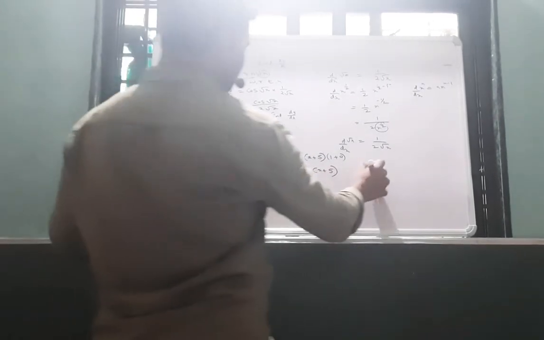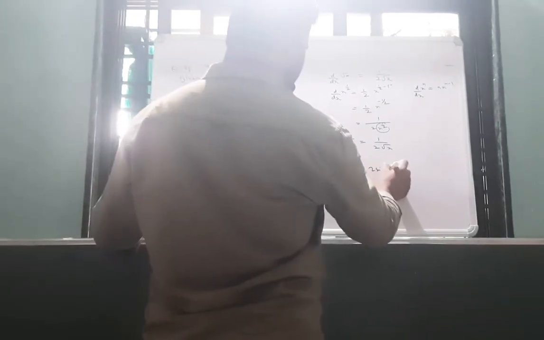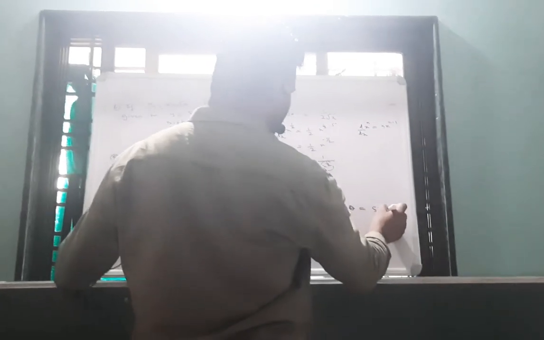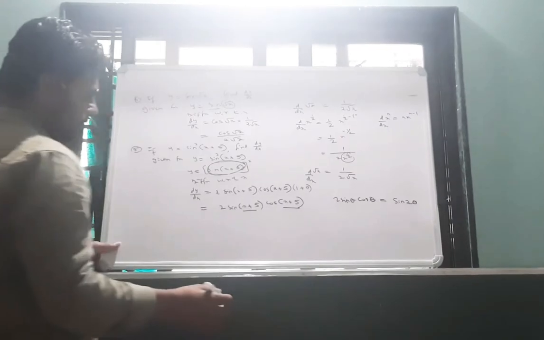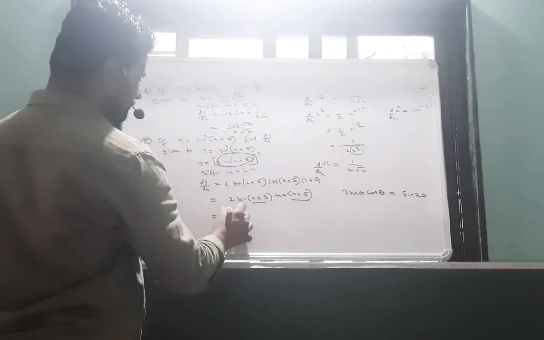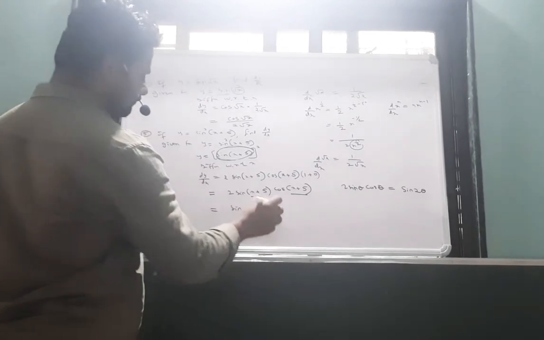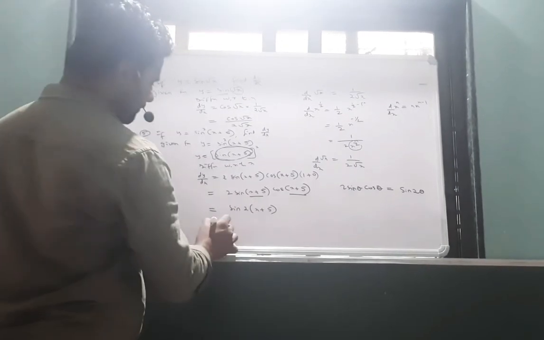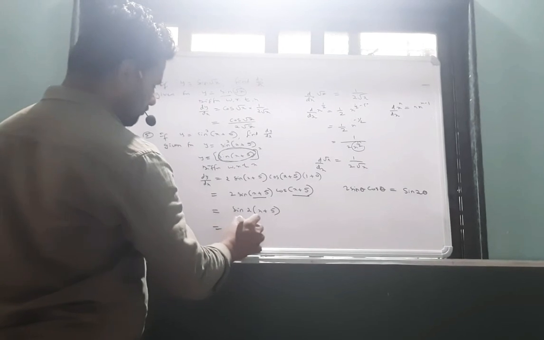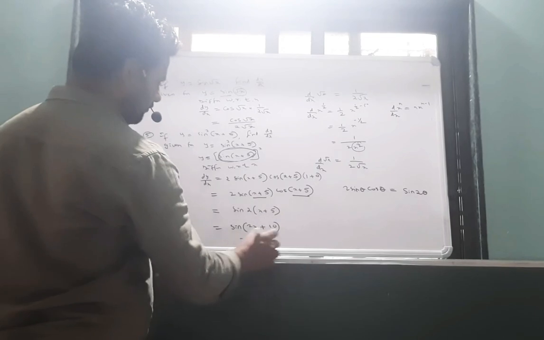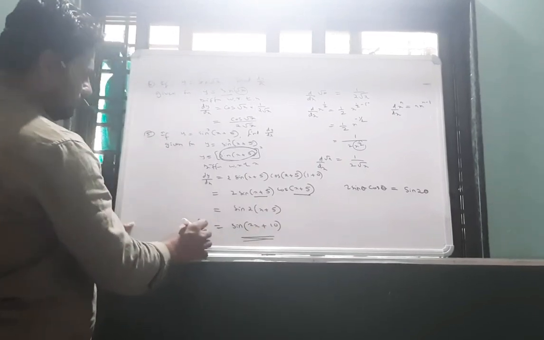So it is of the form 2 sin theta cos theta. 2 sin theta cos theta is equal to sin 2 theta. So it will become sin 2 theta, where theta is x plus 5. Again we can simplify: sin of 2x plus 2 into 5, that is 10. So the answer will be dy by dx equal to sin of 2x plus 10.